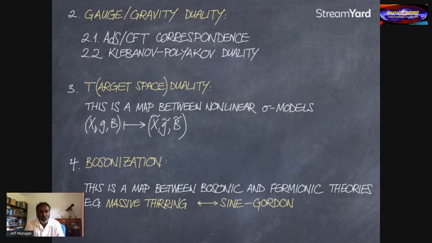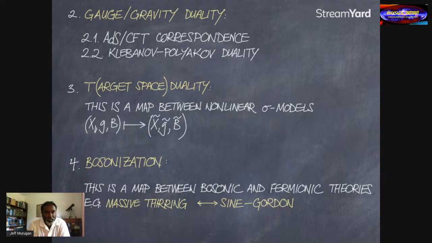Other examples include the Klebanov-Polyakov duality, where the field theory is an O(N) vector model, and the gravity theory is a theory of higher spins, which is a much more complicated version of the same story, but they're both encoding the same idea, that on the one hand you have a theory of gravity, on the other hand you have a gauge theory, and they encode the same physics.